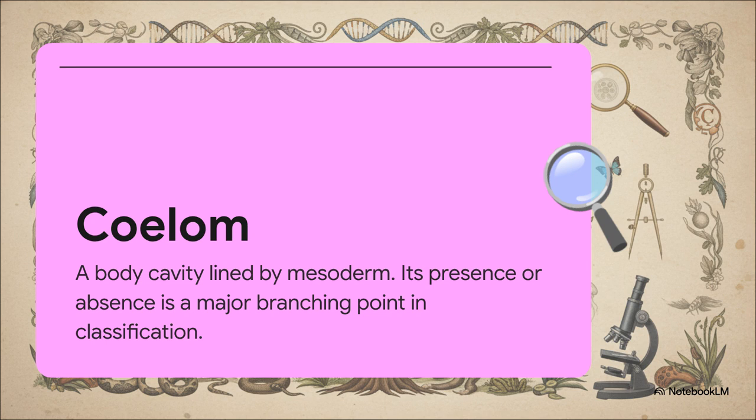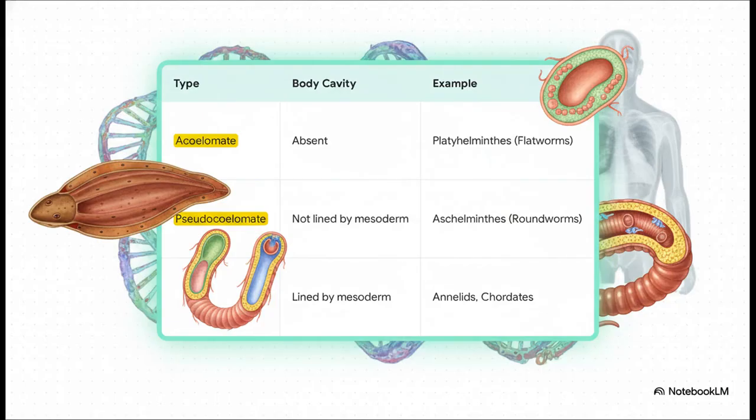So whether an animal has this cavity and how it's formed is a massive dividing line in the animal kingdom. So this gives us three possibilities. First up, you have the acoelomates, like flatworms. They're just solid tissue all the way through, no cavity at all. Then you've got the pseudocoelomates, like roundworms. They have a cavity, but it's not fully lined by that all-important mesoderm layer. And finally, you have the true coelomates. That's us, and also earthworms, where the cavity is completely enclosed by mesoderm.